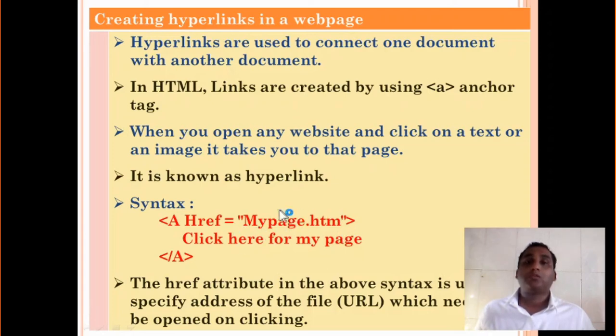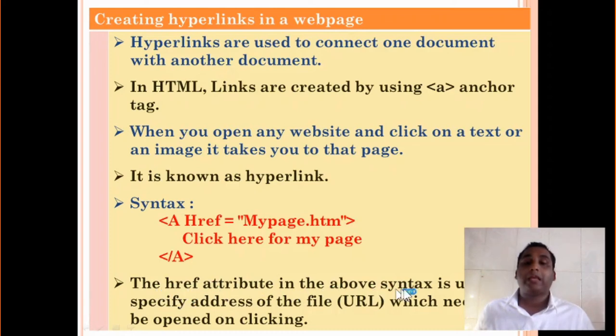mypage.htm. You need to specify another page or another URL, so that when you click on the text within the anchor tag, it will jump you to that page. Here in this example, a href equals mypage.htm, click here for my page, and I close a. The text written between the opening and closing anchor tag is said to be hypertext. When I click on this text, you will be jumped to mypage.html. That is another web page.